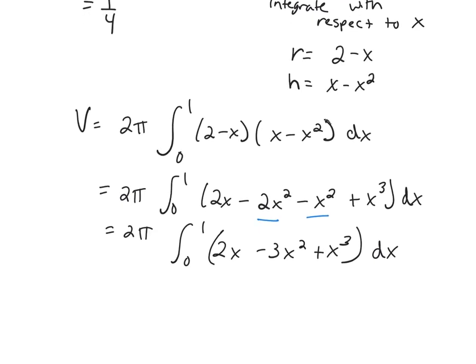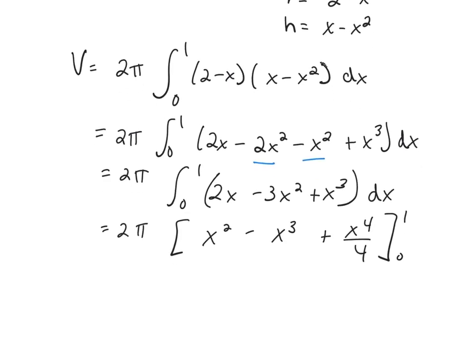Okay, and then you integrate. 2 pi x squared minus x cubed plus x to the 4th over 4. And plug in your numbers from 0 to 1. Looks like pi over 2.